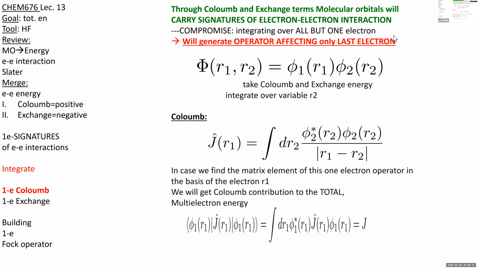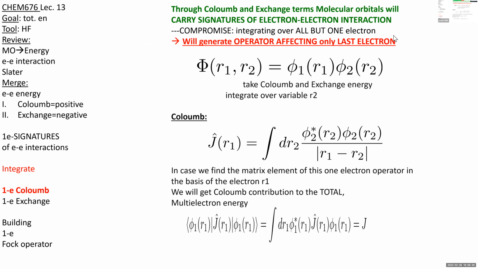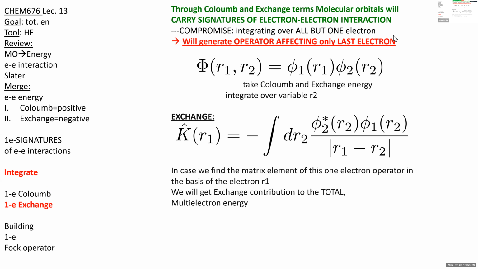So for Coulomb, we have all indices the same here and integrate over R2. And for exchange, there will be a swap of order of electrons. And these terms are included into the one electron effective Hamiltonian that we discussed at the very beginning of today's meeting. And it is what is used to create molecular orbitals, to compute molecular orbitals. So Coulomb and exchange are included into one electronic orbitals.